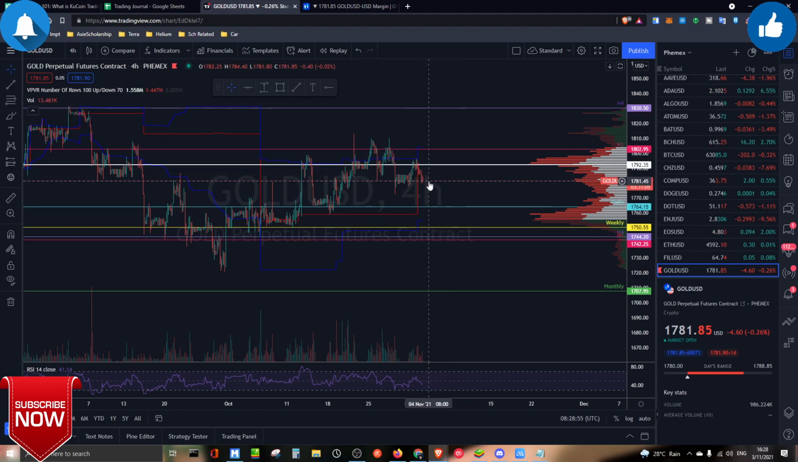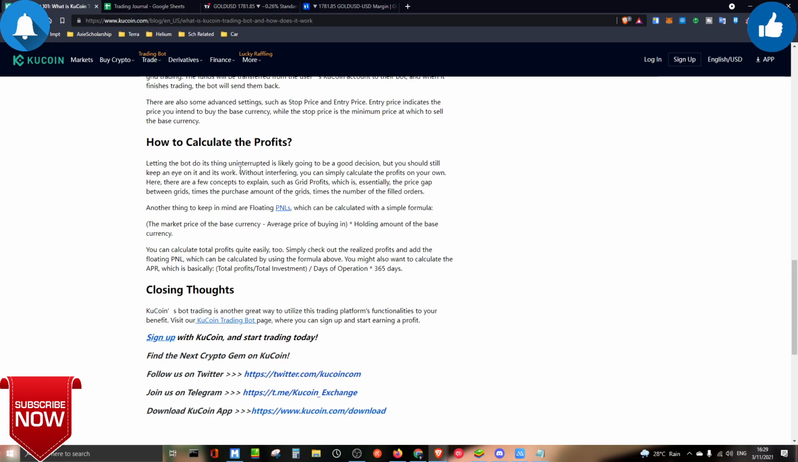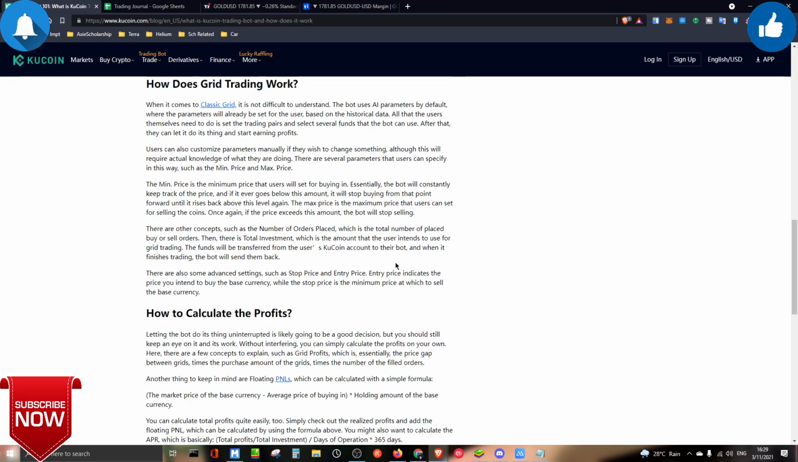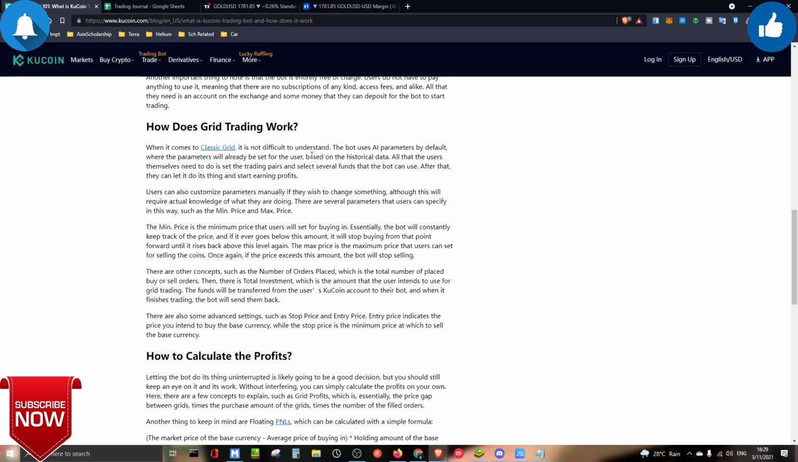So this is like a grid trading bot, basically a dollar cost average strategy. Every time it goes down, it is going to enter a buy, and if it goes up, it's going to take profit. This is how the bot works on Kucoin itself. This is the auto trading bot. And over here they also have leverage. It is using the grid trading itself. It's the same concept.